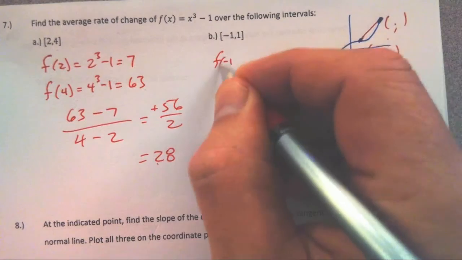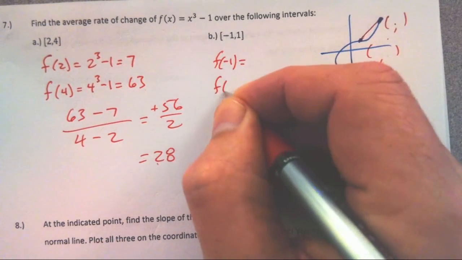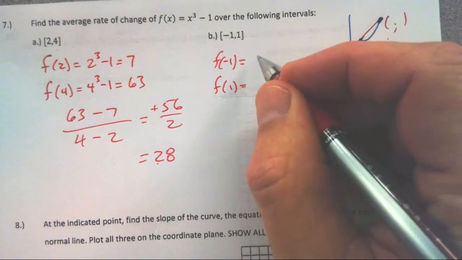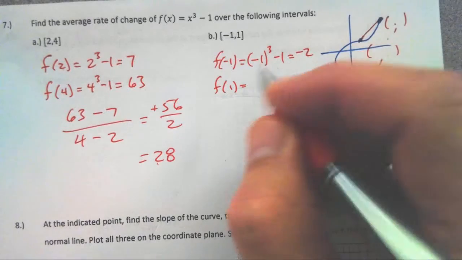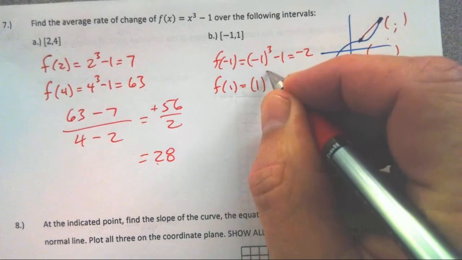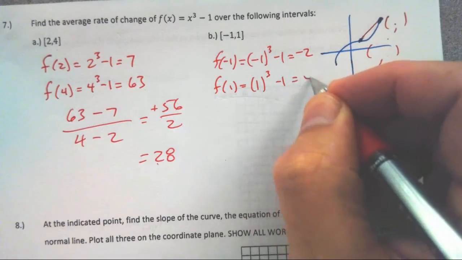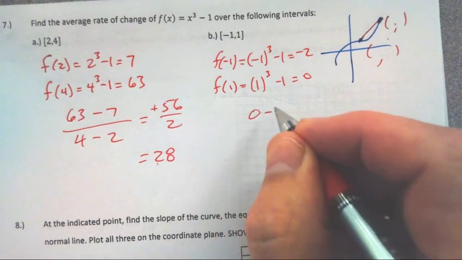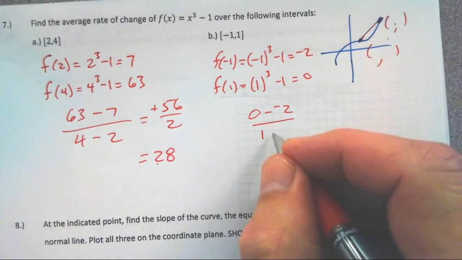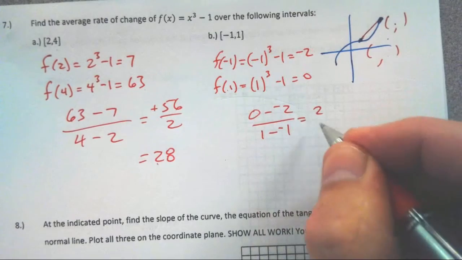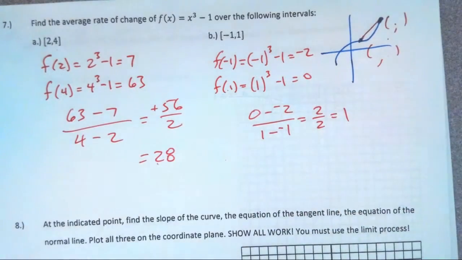f of negative 1 and f of 1. f of negative 1 is negative 1, all of it cubed, minus 1, so negative 1 minus 1, negative 2. f of 1 is 1 cubed minus 1, 1 minus 1, 0. So my y's went from negative 2 to 0, and my x's went from negative 1 to 1. I get 2 over 2, or a slope of 1. Average rate of change. That's a gimme. That's a nice Monday morning question number 1. Monday afternoon for you guys.